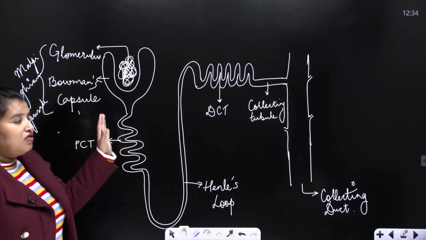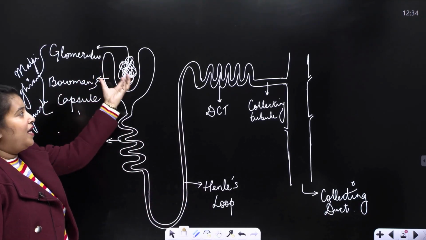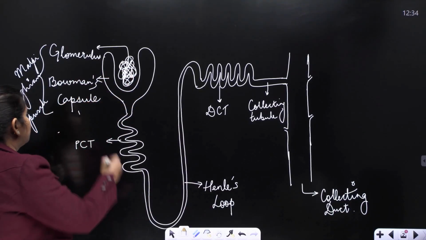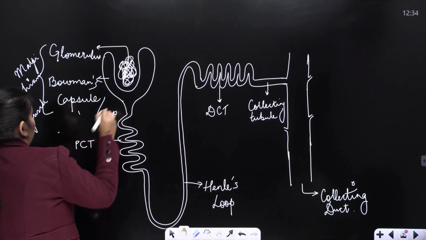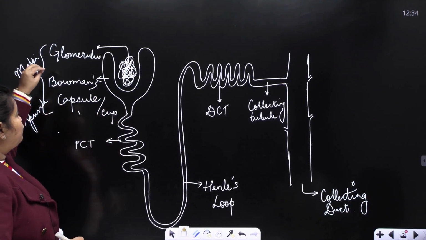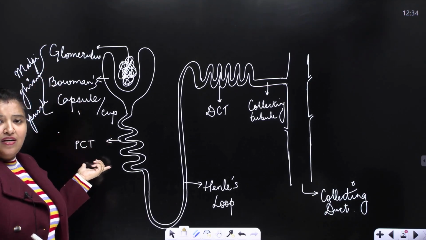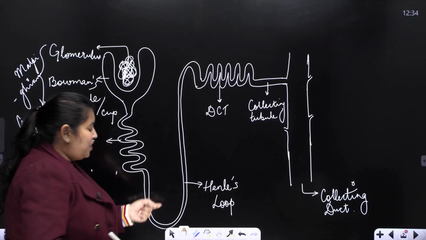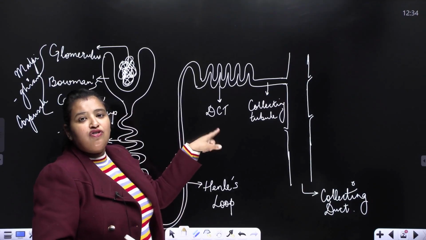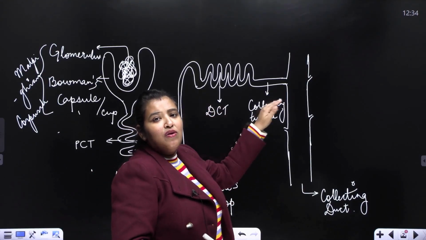I'll just quickly repeat the structure again. This is the glomerulus, the tuft of capillaries, which is held inside the cup-like structure, which is called the Bowman's capsule or the Bowman's cup. The Malpighian corpuscle is the collective term we use for glomerulus and the Bowman's capsule. Then we have the PCT, which is a highly coiled tubule. Then we have a U-shaped structure, which is called the Henle's loop. Then again a coiled structure, which is the distal convoluted tubule, which opens up into the collecting tubule and finally into the collecting duct.